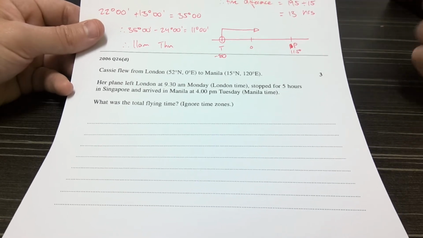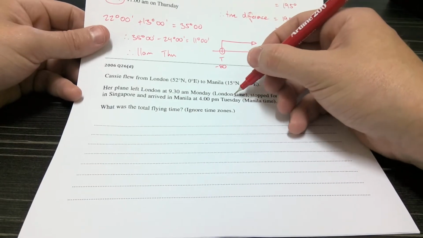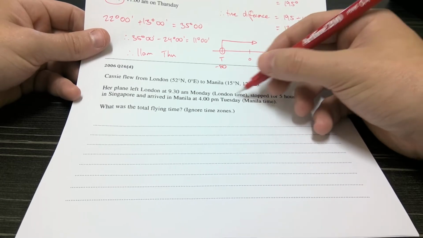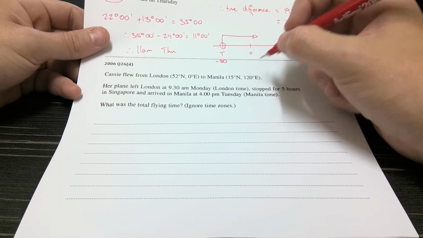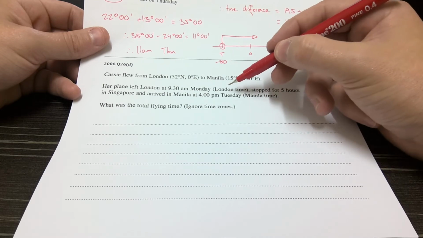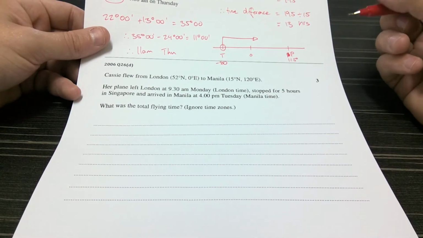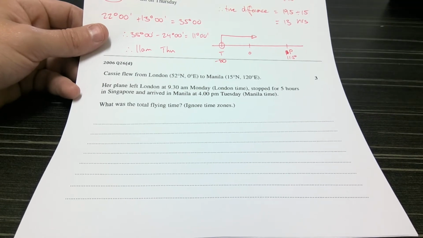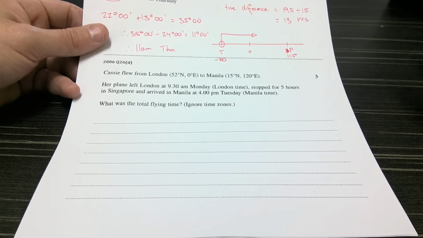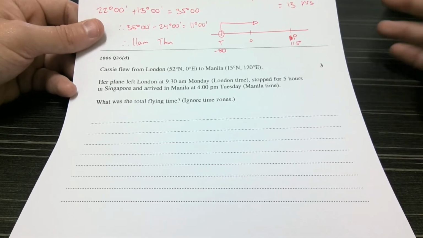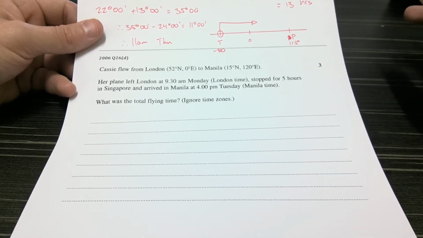What we need to do, first of all, is that half of this is in London time and half of this is Manila time. That's not helpful. We need them to be in consistent time zones. So I'm going to change this London time, 9:30 a.m. on Monday, to be in Manila time. Because if I'm focusing only on Manila time, I only need to think about the breaks, and then that's good to go. To change the time, I need to first find the time difference between these two places.